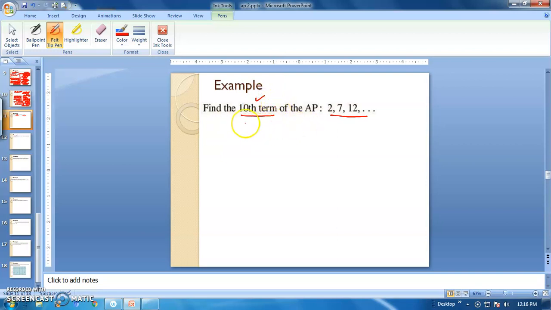The terms of an AP in general form are a1, a2, a3, etc. Here a is the first term, which is 2. And d, the common difference, is a2 minus a1, equal to 7 minus 2, equal to 5. They are asking for the 10th term, so we are going to find a10 only.